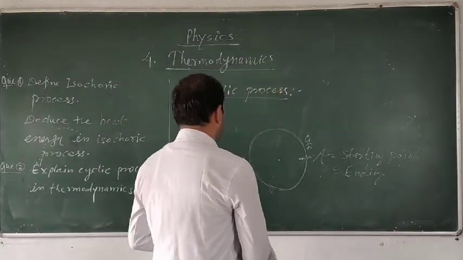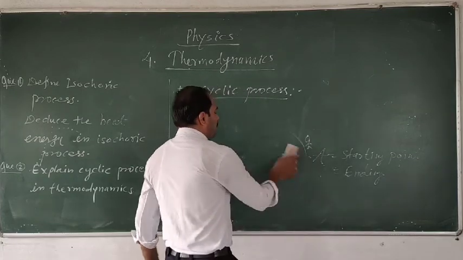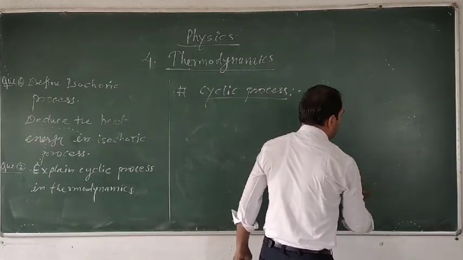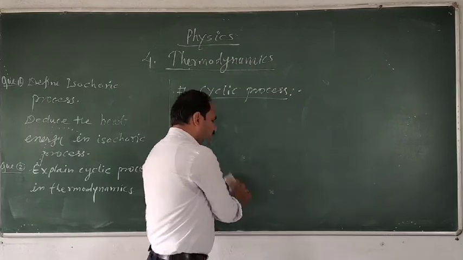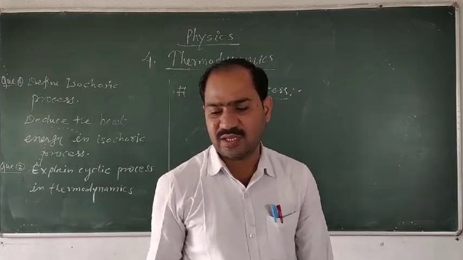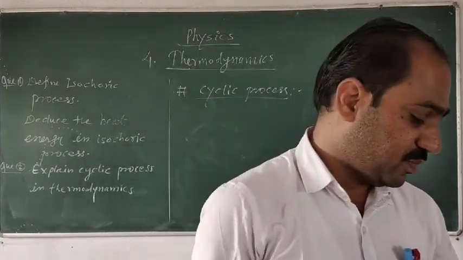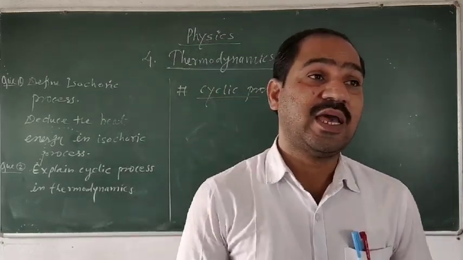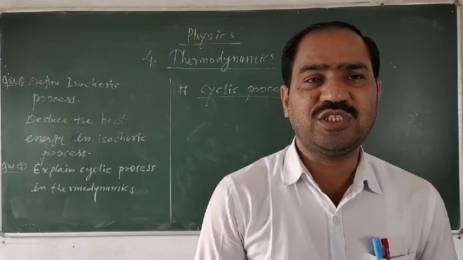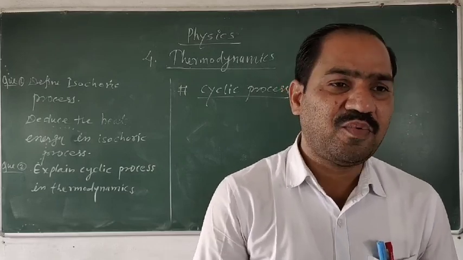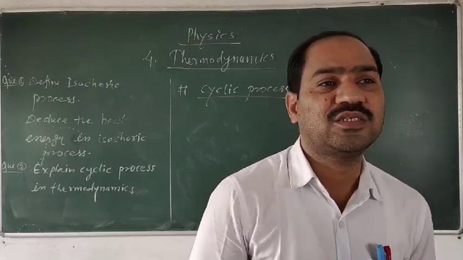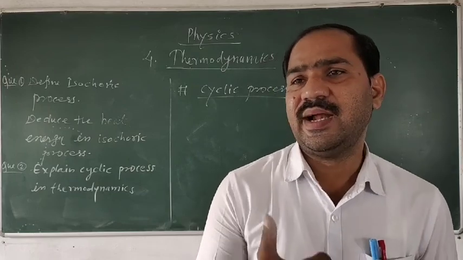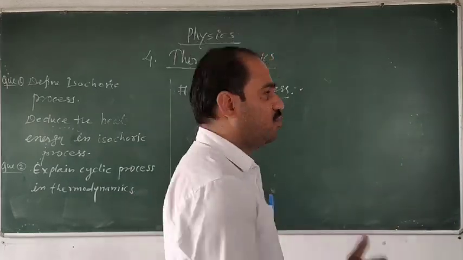So in the cyclic process, changes occur in the system and surroundings, but the initial and the final states are equal or the same. Then that type of process is called the what? Cyclic process. If the system's initial state and final state are equal or the same, then that type of process is called the cyclic process.